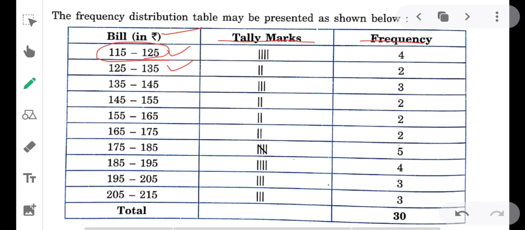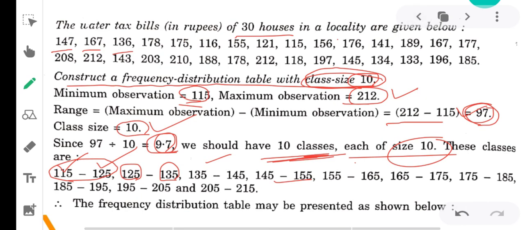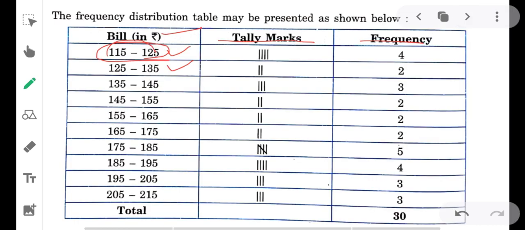Now let us find out the numbers that lie between 115 and 125, including 115, excluding 125. So the numbers are 116, then 121, 115, then 118. So the frequency of this interval is 1, 2, 3, and 4. In here put the tally mark for 4.